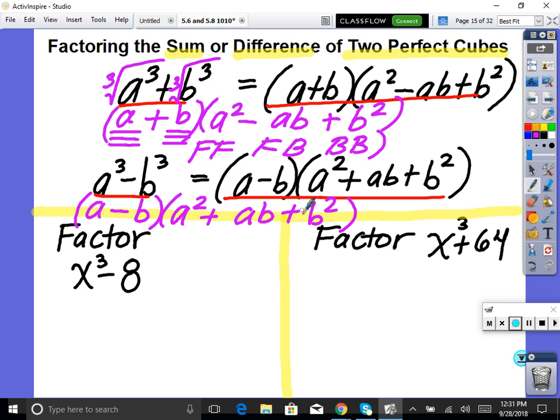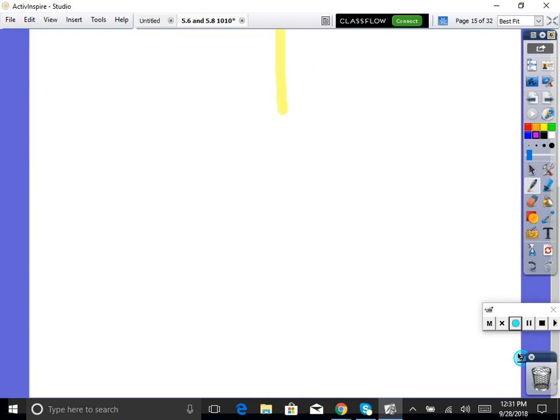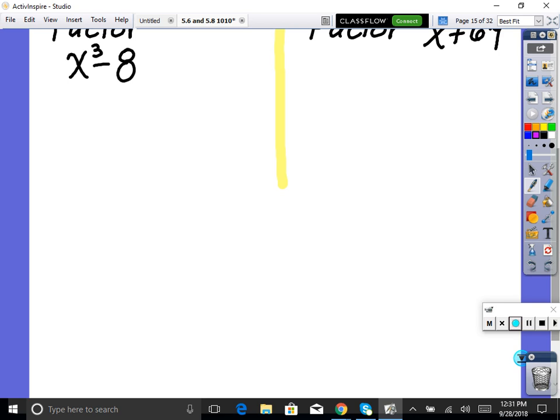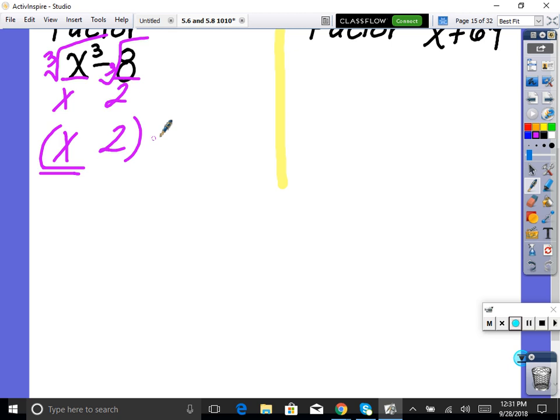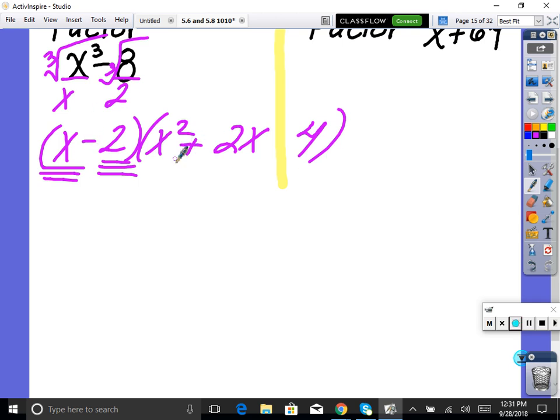Okay, so let's factor x cubed minus 8. So you'd say this is two perfect cubes. If I cube root that, I get x. If I cube root that, I get 2. So I have x and 2. Then you do the front times the front, then the front times the back, then the back times the back. And then this sign and this sign are the same. The next sign is opposite of that. The last sign is always plus.